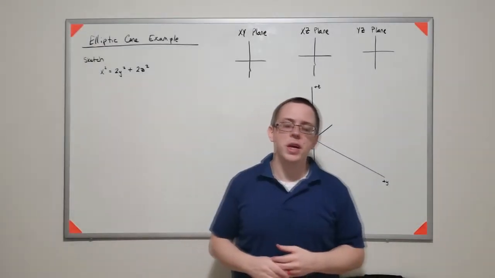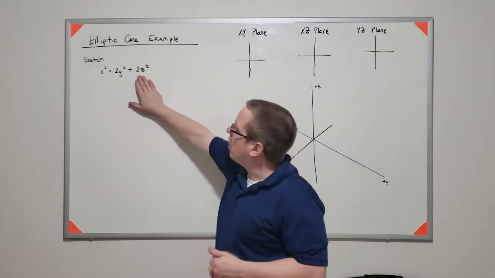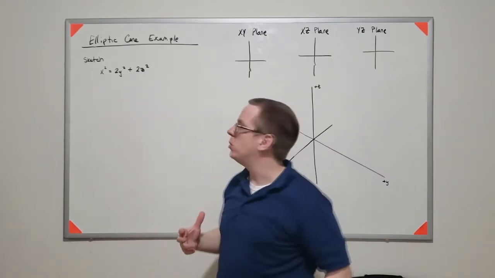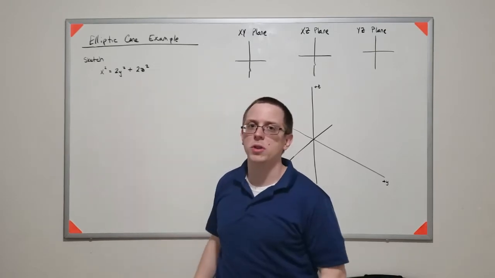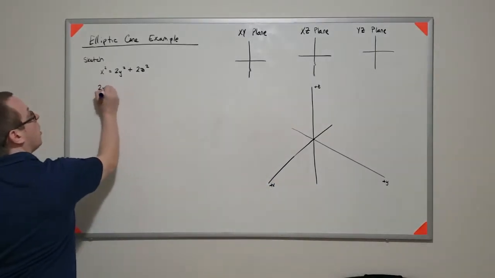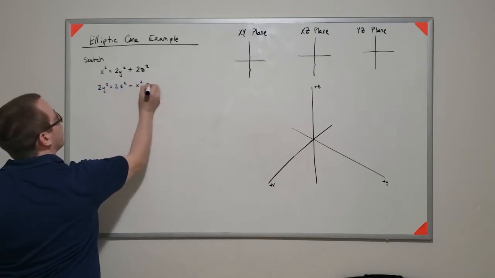Let's do an example of sketching an elliptic cone. Now, when I look at this equation, I don't necessarily see exactly what I'm supposed to see, but if I get all the terms on the same side, I get 2y squared plus 2z squared minus x squared equals 0.